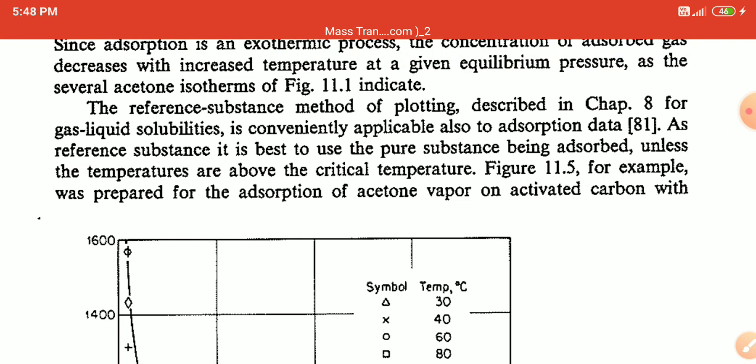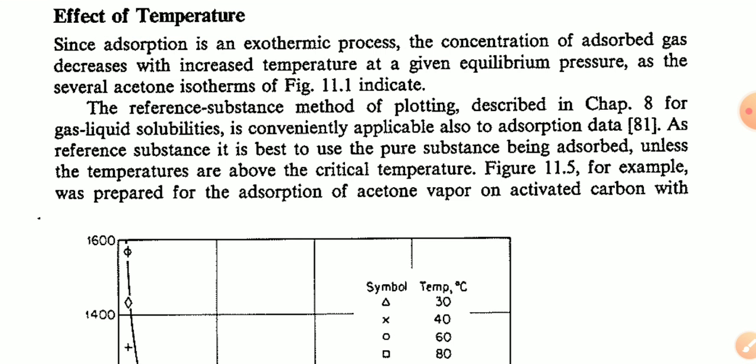At a given equilibrium pressure, as the several acetone isotherms of figure 11.1 indicate, the reference substance method of plotting described in this chapter for gas-liquid solubilities is conveniently applicable also to adsorption data. As the reference substance, it is best to use the pure substance being adsorbed, unless the temperatures are above the critical temperature. This is based on figure 11.5.